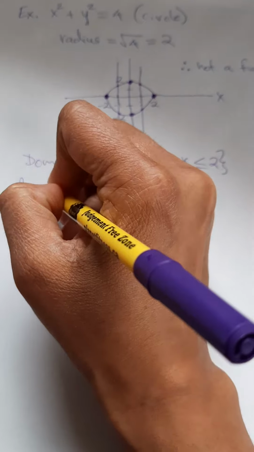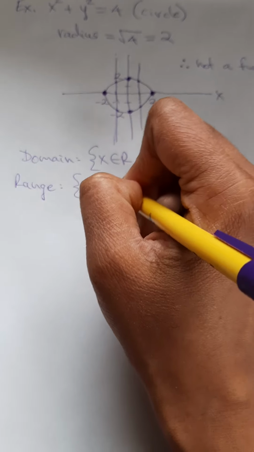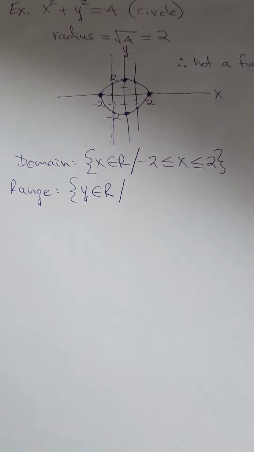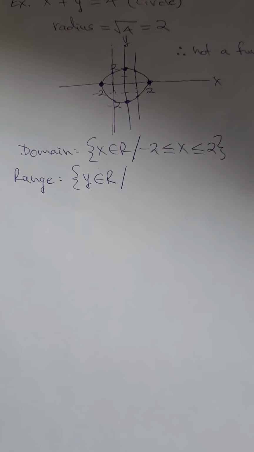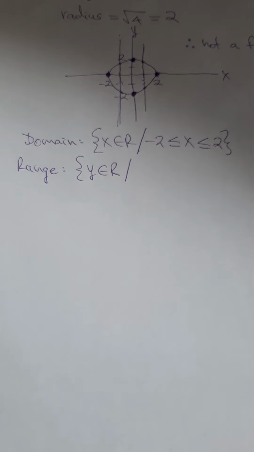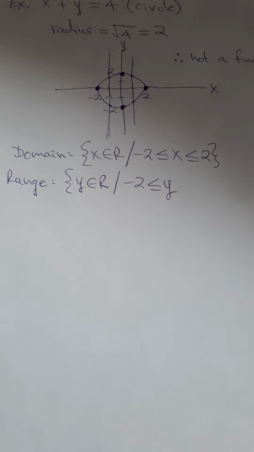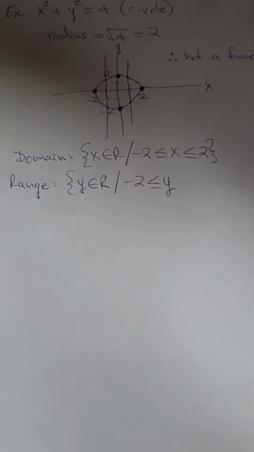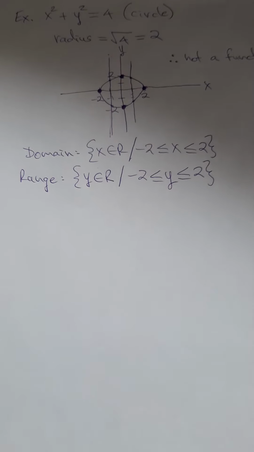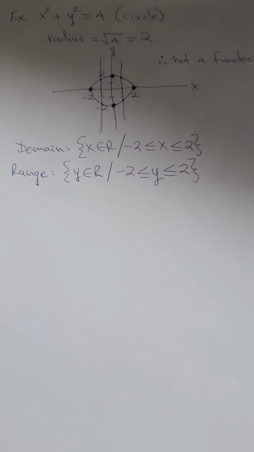Lastly, let's try the range for this function. So y is going to be all real numbers. And this is my y-axis, because we have a bunch of lines here. For the y values, it's going from -2 to +2. Does everyone see that? So y is greater than or equal to -2, less than or equal to +2. So this is how you write the domain and range for the circle.